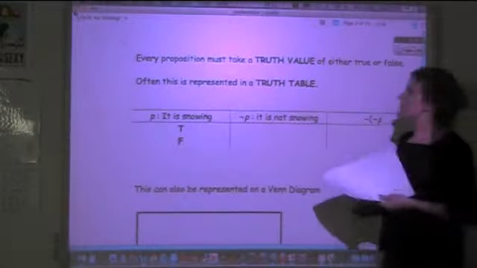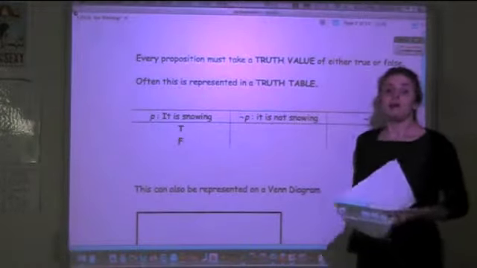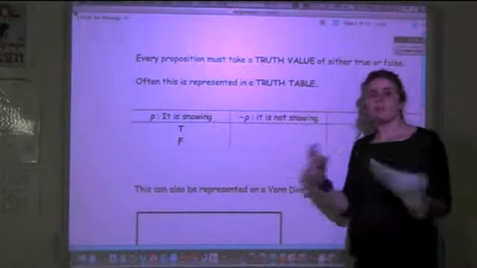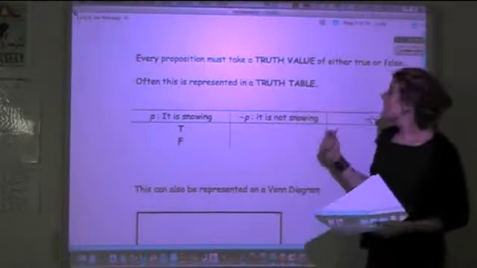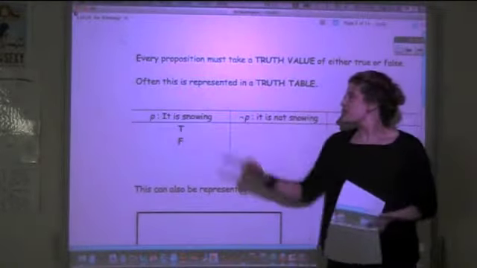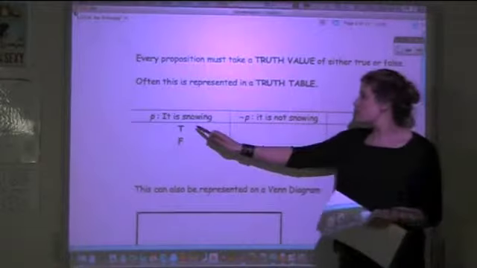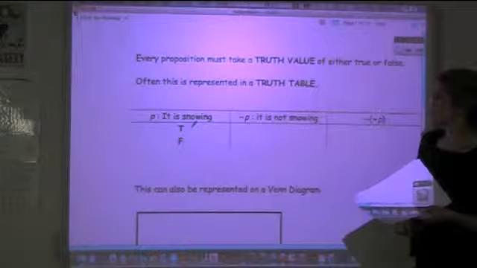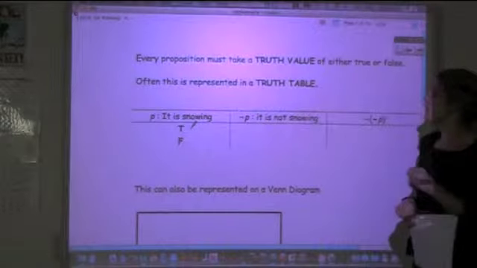So every proposition must take a value of either true or false. And we represent those possibilities and those outcomes by looking at a truth table. For our proposition P, it is snowing, there are 2 options. It can either be true or false. That's what a proposition is. It has a possible true or possible false.